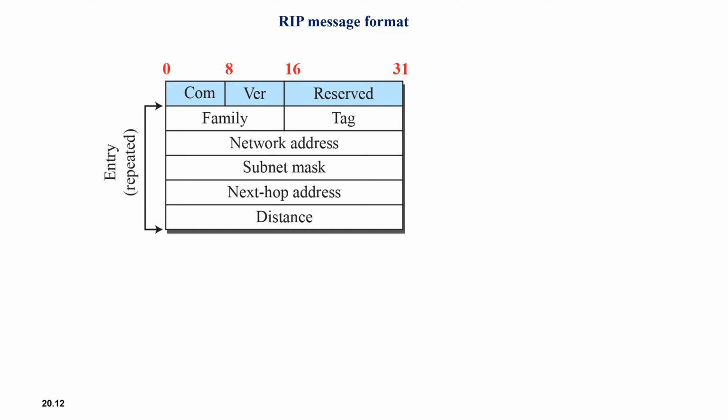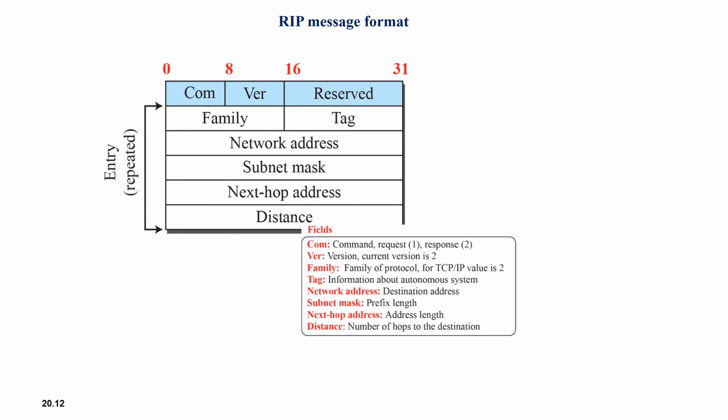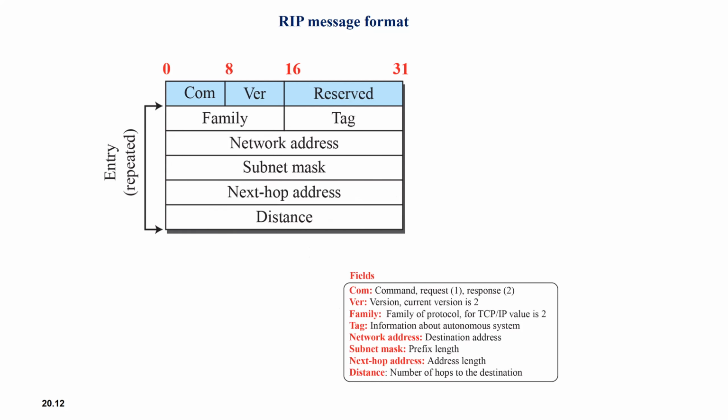Version represents the RIP. RIP has 2 versions, RIP 1 and RIP 2. Normally RIP 2 is used, so the version number here should be 2. And the remaining is reserved. What is the family? For TCP/IP, the family value is represented as 2. And the tag represents the autonomous system information. What information is present in the autonomous system will be represented. Next is the network address, that is nothing but the destination address, the IP address.